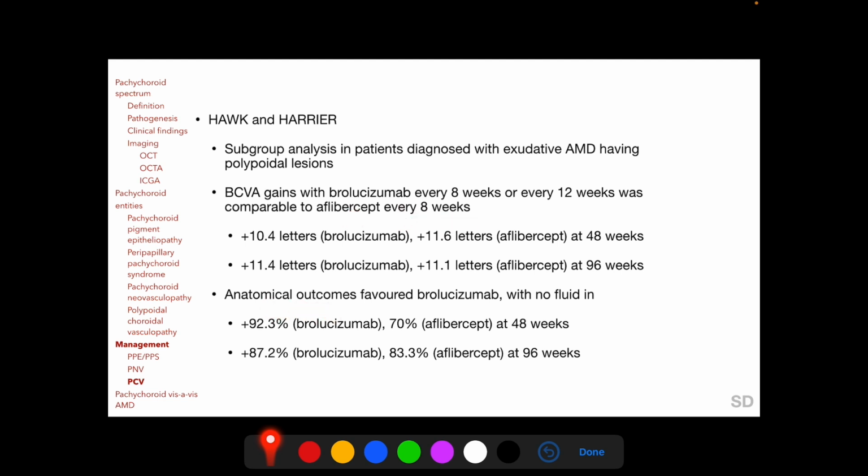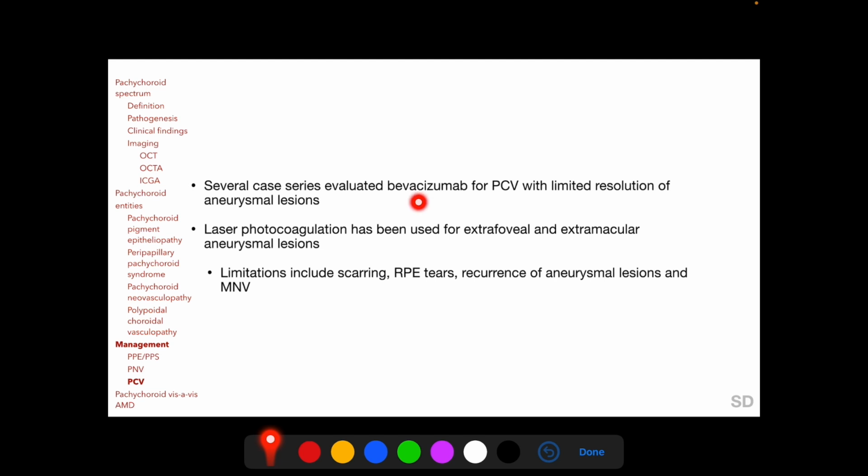But anatomical outcomes favored brolucizumab, with no fluid on OCT being detected in almost 90% of patients receiving brolucizumab at both 48 weeks and 96 weeks. Several case series evaluated bevacizumab for polypoidal choroidal vasculopathy with limited resolution of the aneurysmal lesions, and laser photocoagulation has also been used for extrafoveal and extramacular aneurysmal lesions, but limitations of laser photocoagulation include scarring, retinal pigment epithelial tears, recurrence of aneurysmal lesions, and occurrence of macular neovascularization.